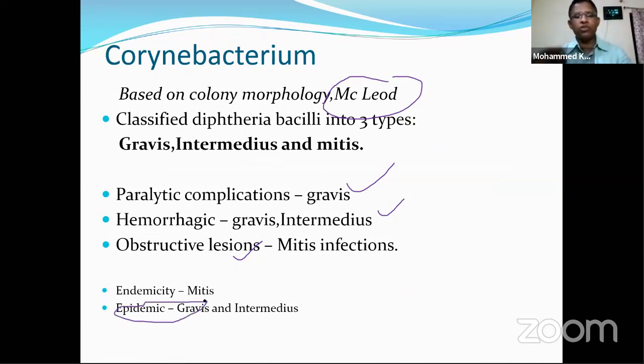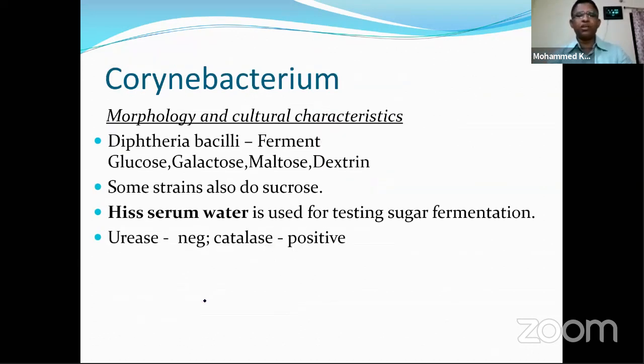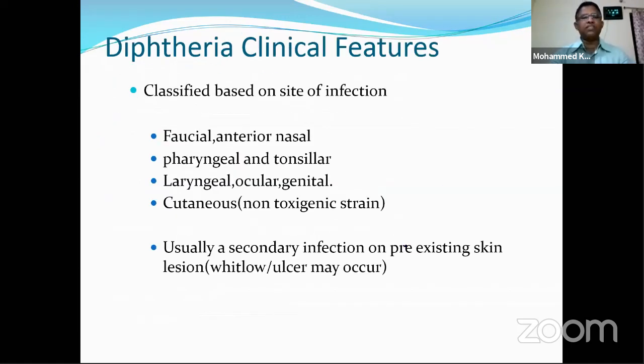See, these are some things where you have to just pick up a mnemonic, you have to remember, otherwise things become messy for you. Not important, I would just like you to remember that special serum water is used for the sugar fermentation test of diphtheria. Otherwise, it's not that important. Fine. Already we have discussed this.